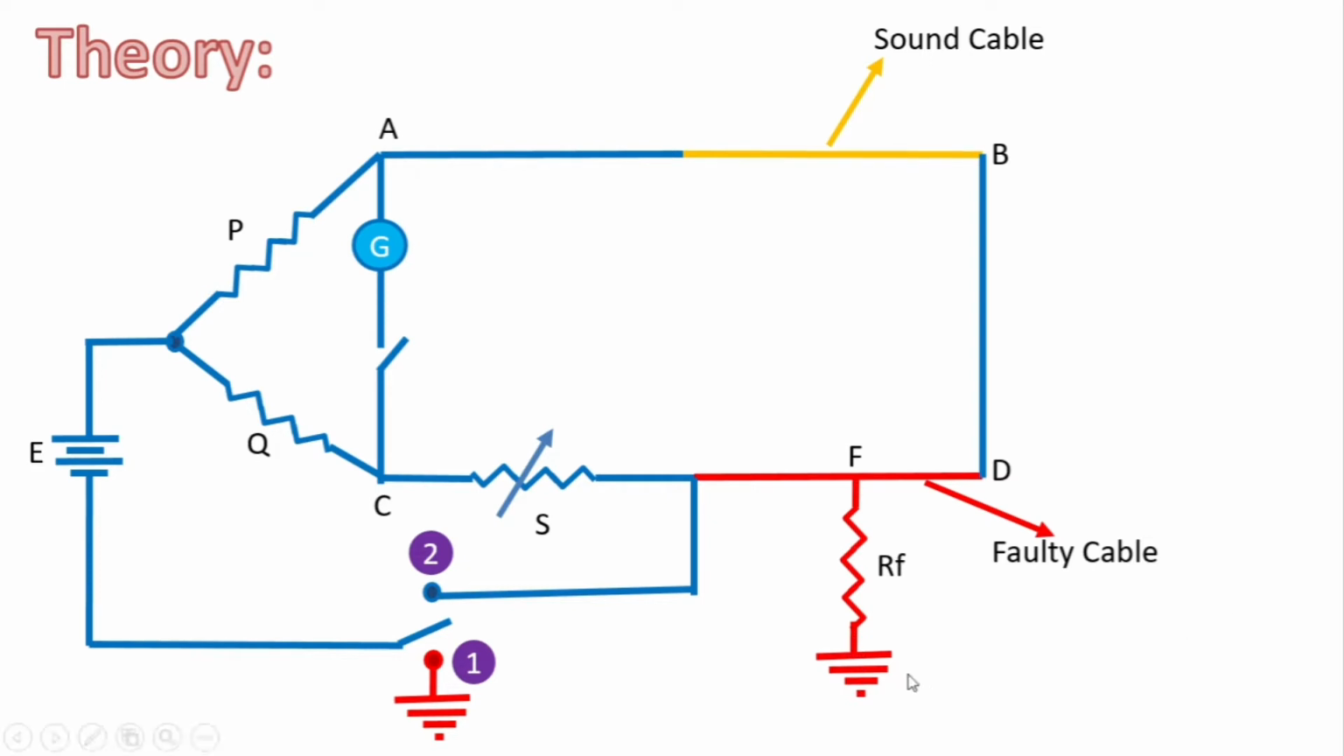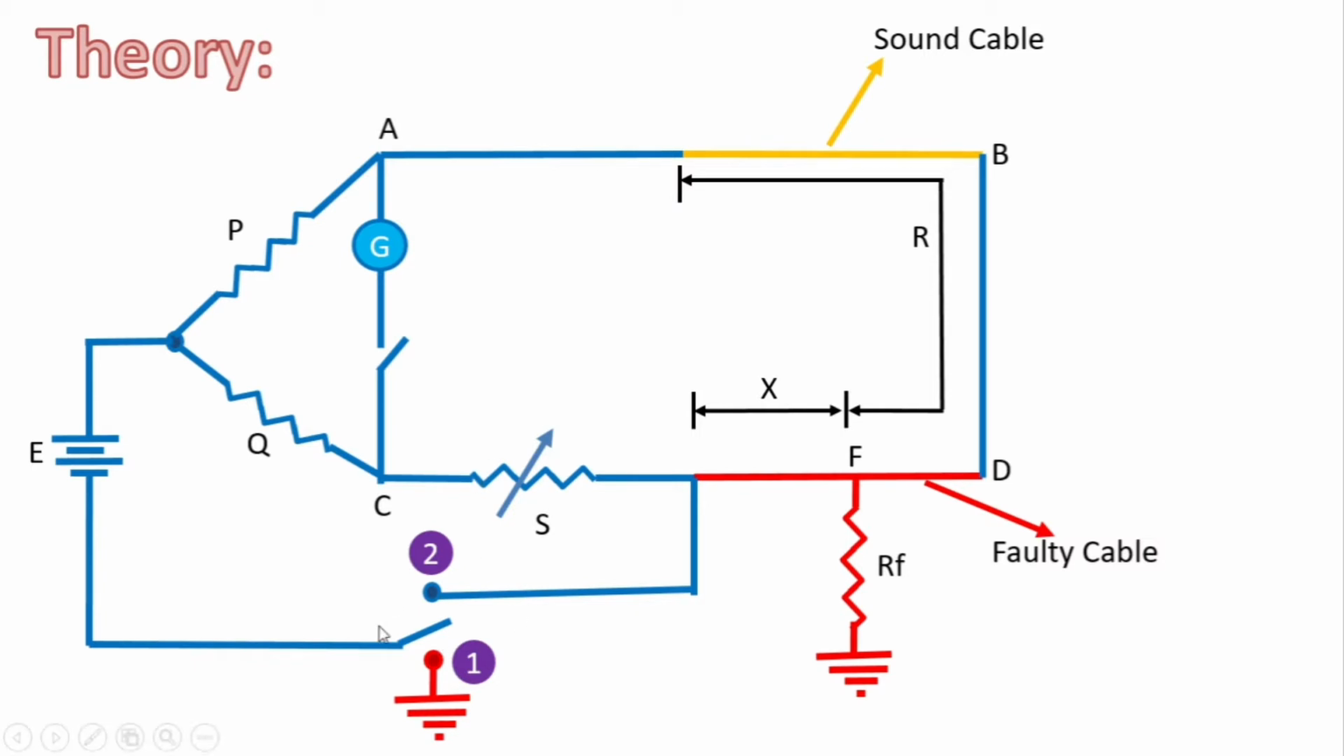Instead of going directly into the ground, the fault has some resistance, and a battery is connected across the arms P and Q. Now, if I talk about the sound cable resistance along with the faulty cable resistance, what would be the value? If I consider from here to here, the resistance would be X. And if I consider this along with the sound cable to the faulty one, the resistance is assumed to be R. Let us take this resistance to be R and this resistance to be X. This is what we need to find out.